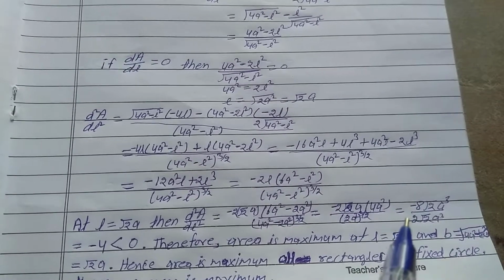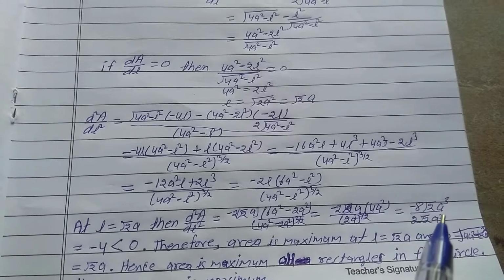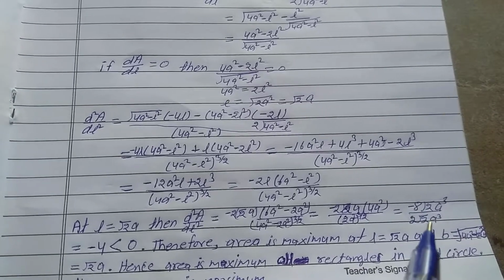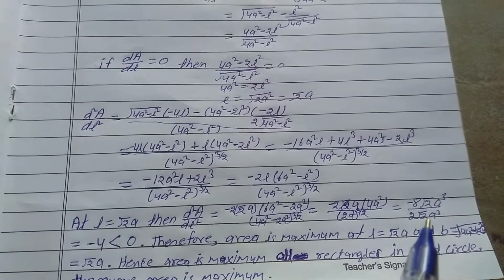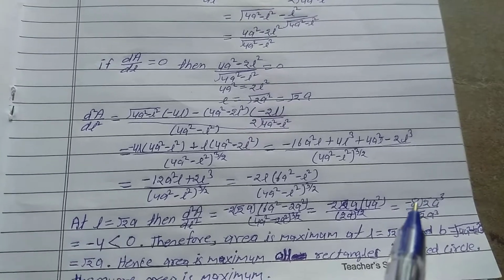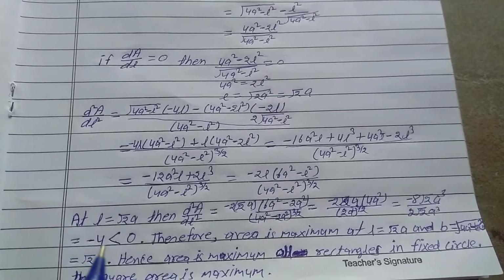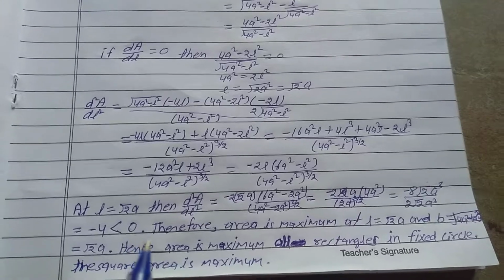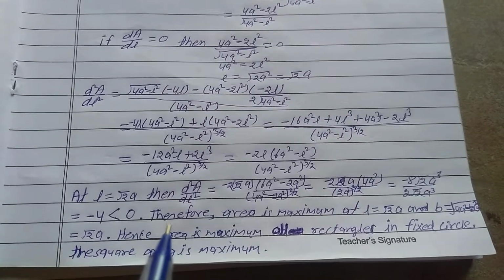So this is equal to minus 8 root 2 A cube upon 2 root 2 A cube. So this divided by this, remaining is equal to minus 4. That value is less than 0. That is the maximum value condition.